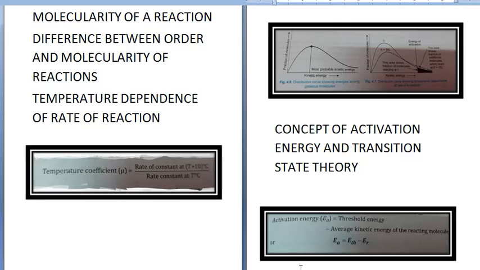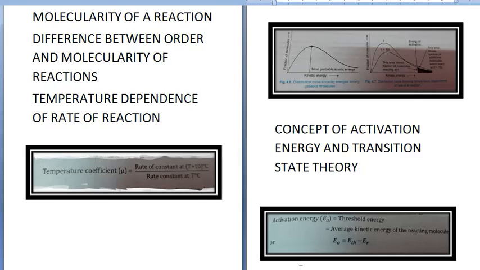Order of reaction is determined experimentally, whereas molecularity is a theoretical concept. Order of reaction can change with change in temperature, pressure, etc. But molecularity of a reaction is unchangeable, invariable.